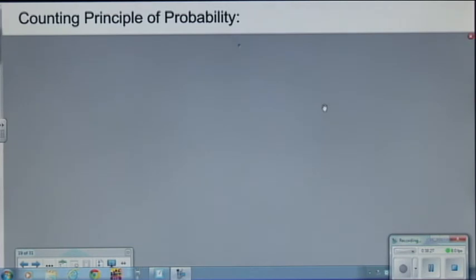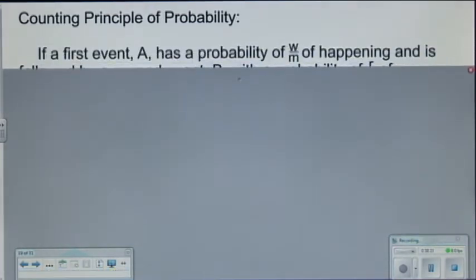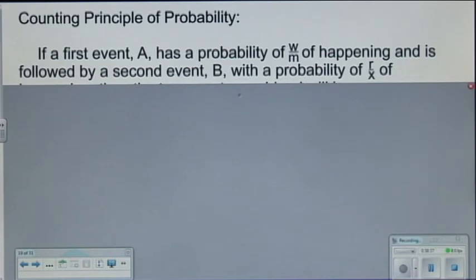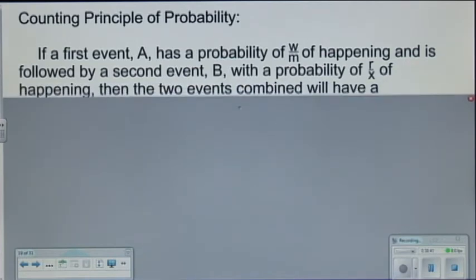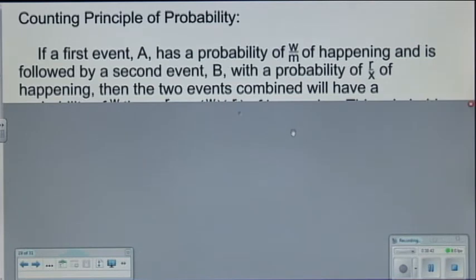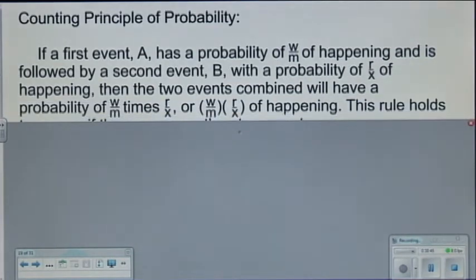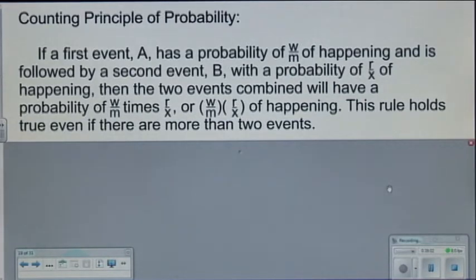So this leads us to the counting principle of probability. If a first event A has a probability of W over M of happening, and is followed by a second event B with a probability of R over X of happening, then the 2 events combined will have a probability of W over M times R over X. This rule holds true even if there are more than 2 events.